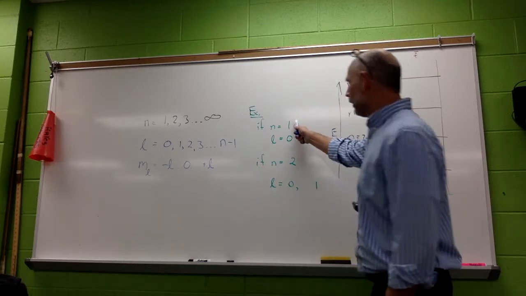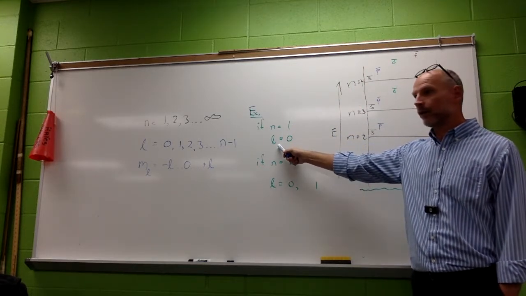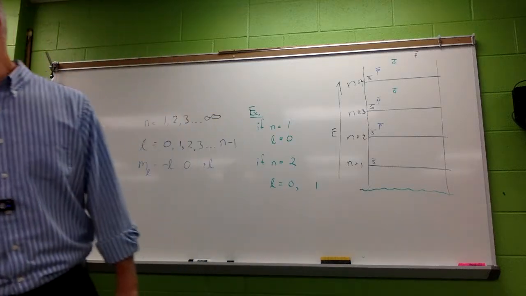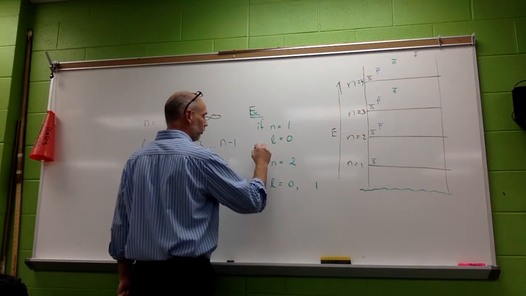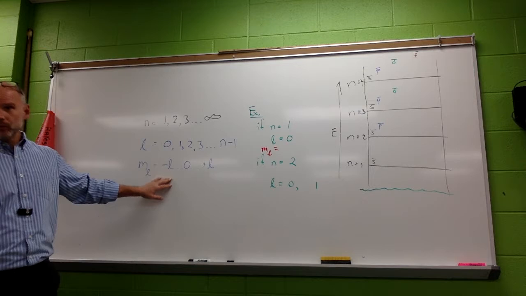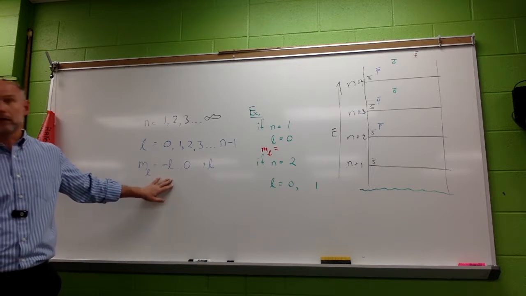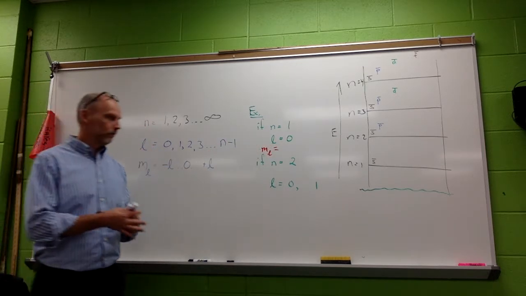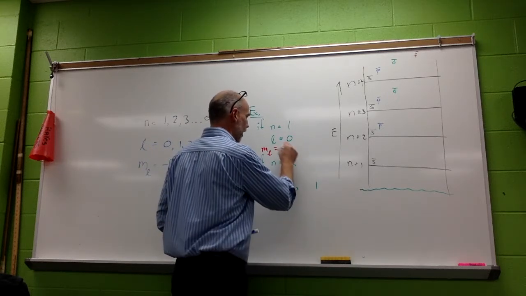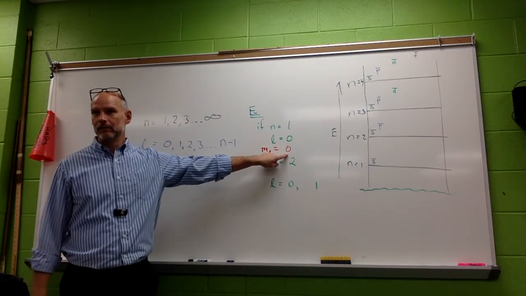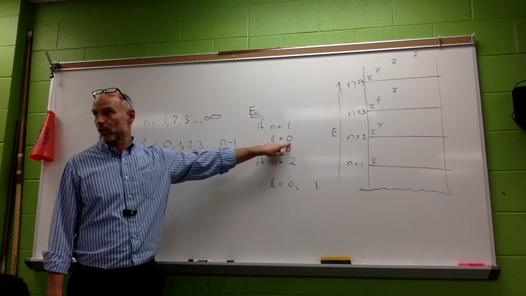So, anyway, if n equals 1, obviously we already determined that my only value of L would be 0. Now, watch this. What about m sub L? Well, if L is 0, and my only possible choices for m sub L are negative whatever L is, up through positive whatever L is, and L is 0, what's the only thing I can have? 0. It's the only number I can have. Therefore, at any one energy level, how many s orbitals are there going to be? Remember, L of 0 is an s orbital, right?